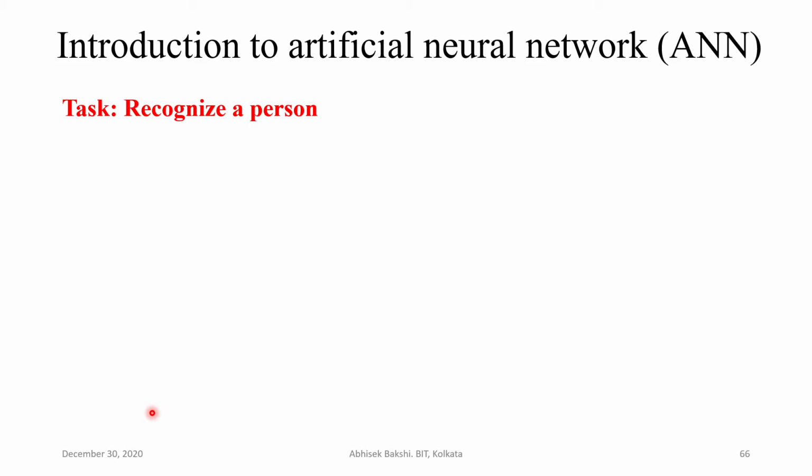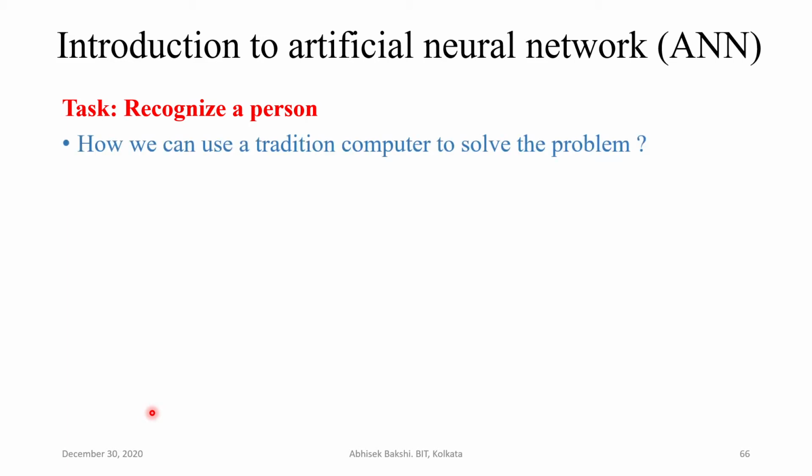So we will start with the need of artificial neural network with a very simple task, that is recognizing a person. That's a very common task for a human being. Now the question is, if this same problem is given to a computer to solve, what are the steps a computer can follow? I mean, we can have a step something like this.